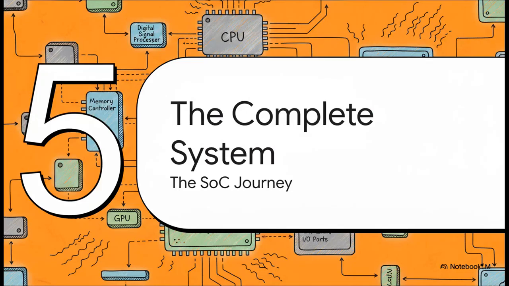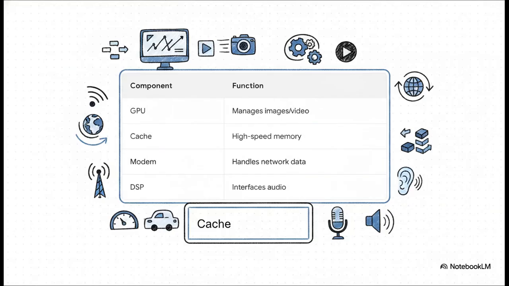Okay, last one, Section 5, Beyond CPU, the complete system on a chip journey. Now, we've talked a lot about the CPU, but the CPU is actually just one single block on the processor. The chip itself is a massive, interconnected system. You've got the GPU managing images and videos, the modem handling your internet data, and the DSP taking in audio from your mic. But honestly, the real unsung hero here is cache.